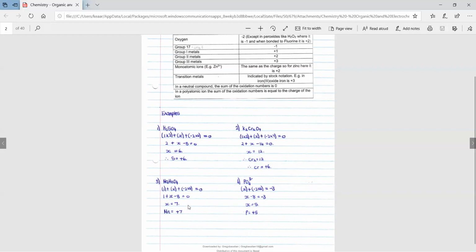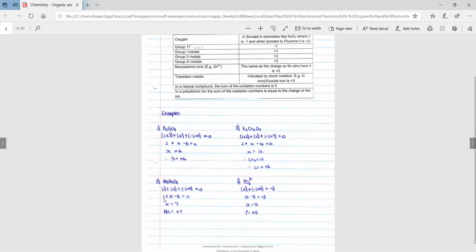We then move on to NaMnO4. Na has an oxidation number of 1. There's only 1 of them, so it's just 1. Mn, we don't know, so we're writing it as X. Then O is -2, and we're timesing it by 4 because there are 4 oxygens. It is a neutral compound, so therefore we make it equal to 0.